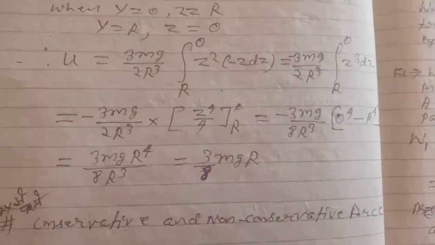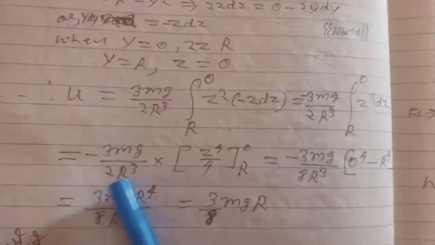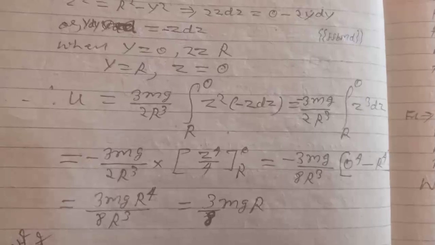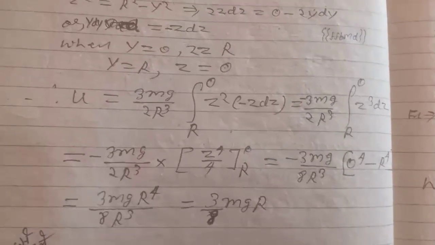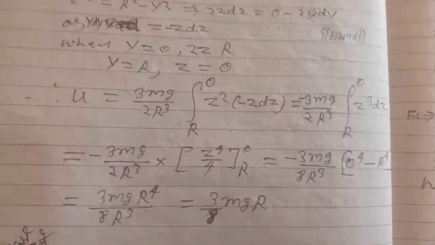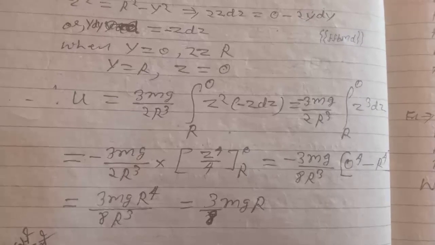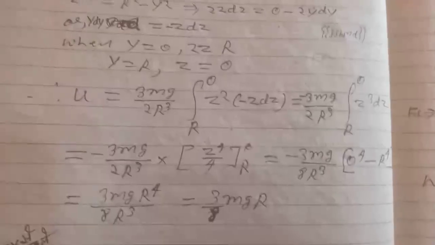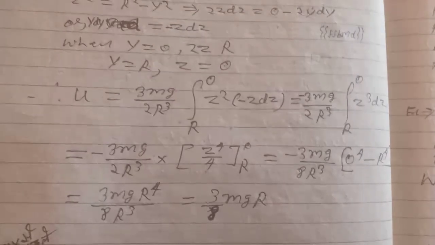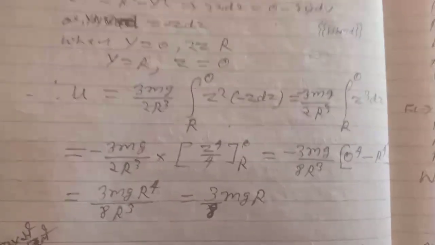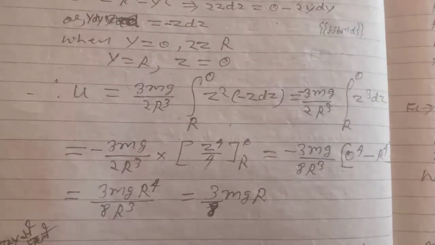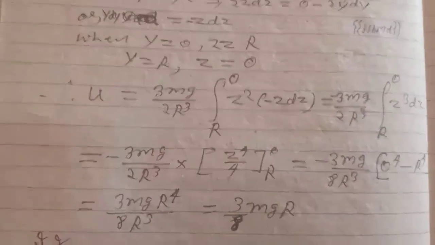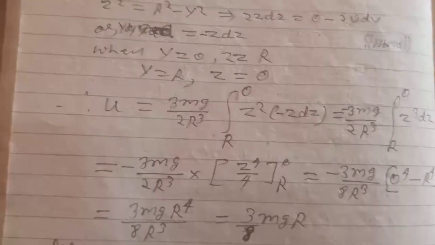Equals minus 3 mg by 2 r cube into z to the power 4 by 4 in the limit r to 0, which is 3 mg by 8 r cube into (0 to the power 4 minus r to the power 4), equals 3 mg into r to the power 4 by 8 r cube, equals 3 by 8 mgr. So the potential energy of the hemisphere is 3 by 8 mgr.